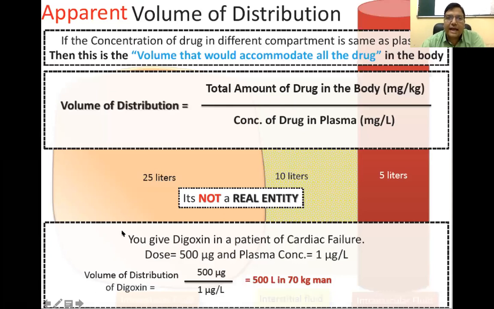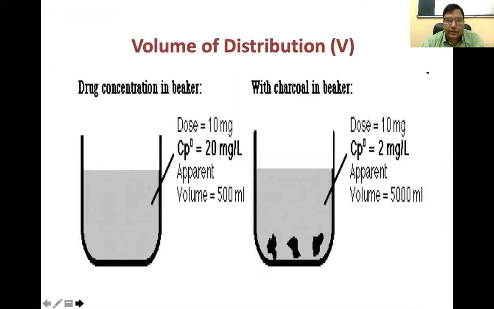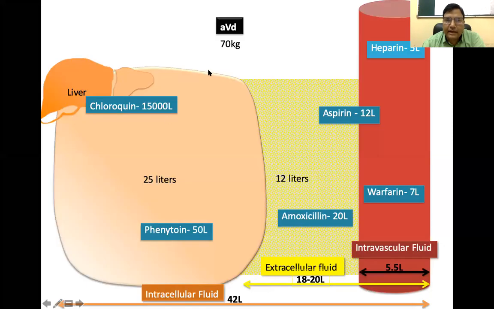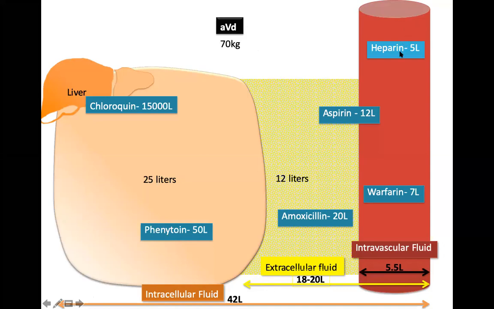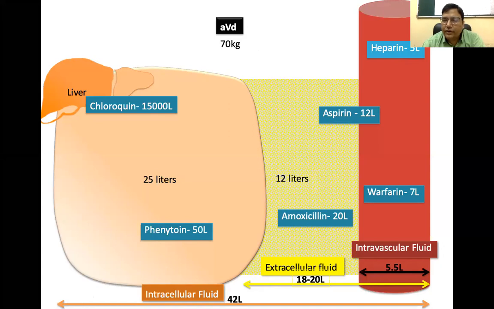So we call this the apparent volume of distribution. Similarly, in a 70 kg male, if a drug has a volume of distribution of 5 liters, suppose, that means the drug is going to remain largely confined to the intravascular fluid only, because it is 5.5 liters. For warfarin it is 7 liters, so more or less it is in the intravascular fluid only.